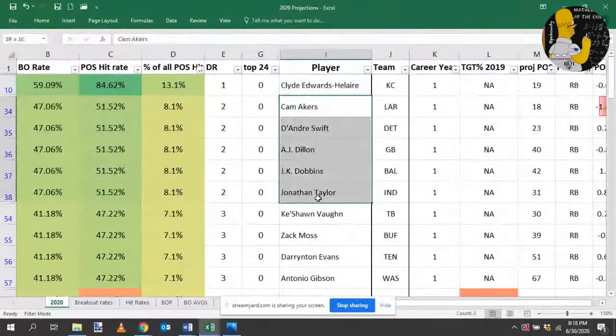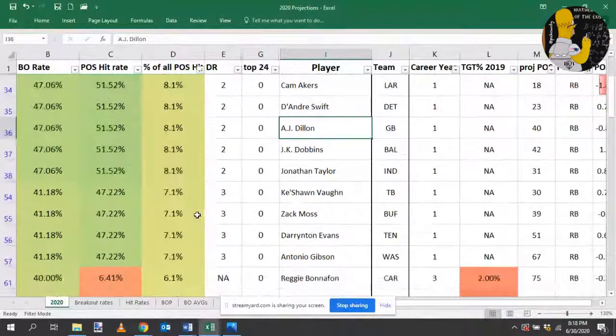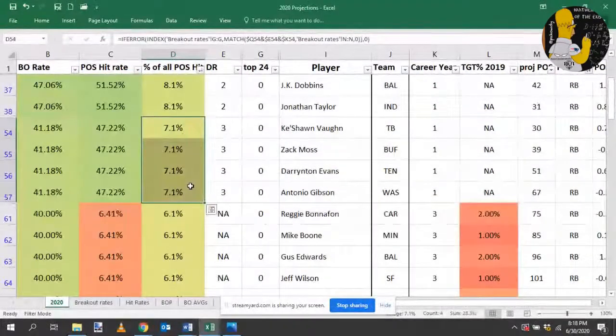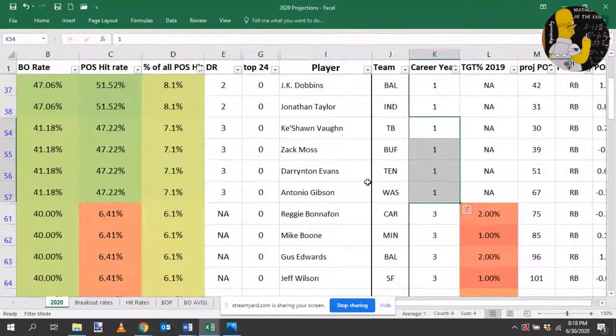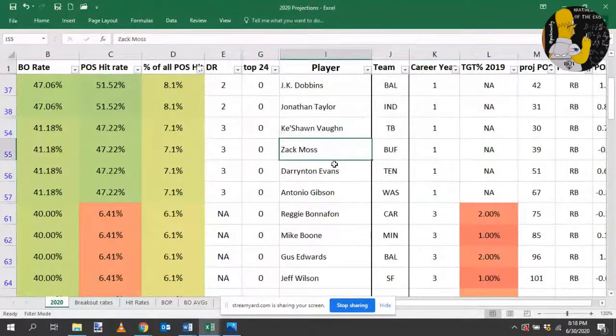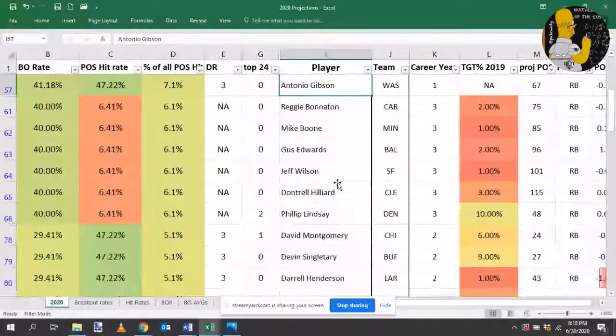Second most common would be those running backs drafted this year in the second round. That gives us hope for all these great college running backs we really have a lot of hope for, and A.J. Dillon. All right, the next most common category is the 7% rate. So 7% of all breakouts that happen in an individual season, or in any given season, rather: third-round running backs going into their first year. The first year matters a lot in terms of commonality of breakouts. So you've got Ke'Shawn Vaughn, Zack Moss, Darrynton Evans, and Antonio Gibson. And all of what we think about those players can get built on top of that commonality of the breakout.